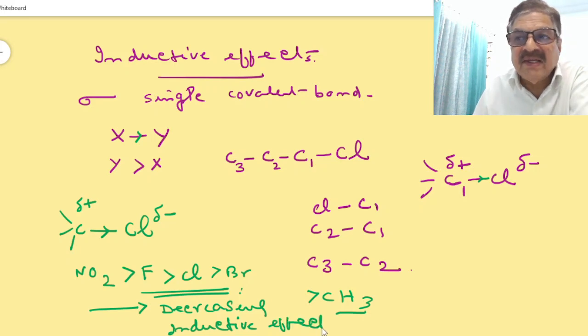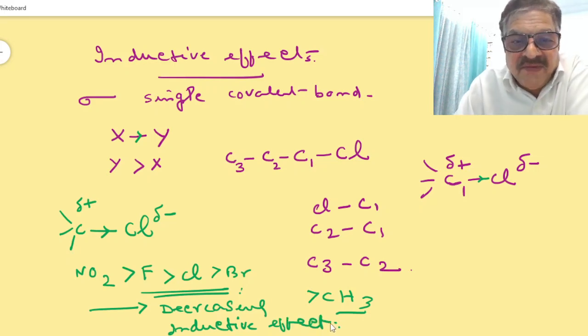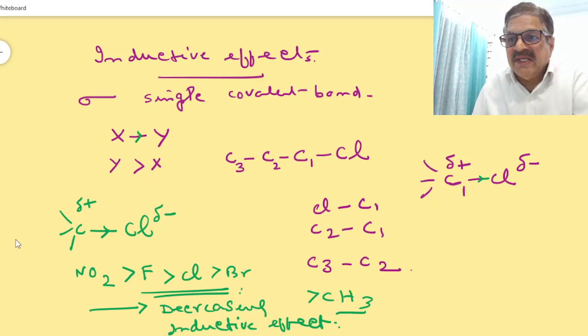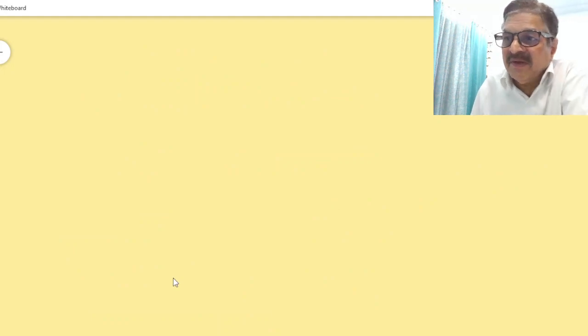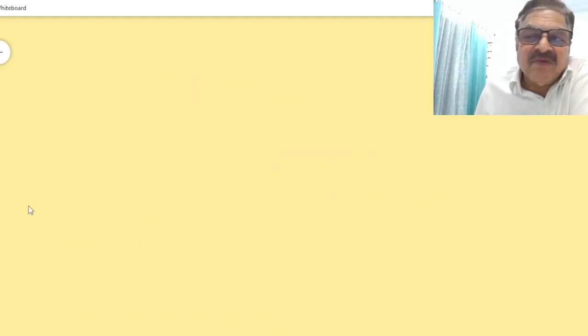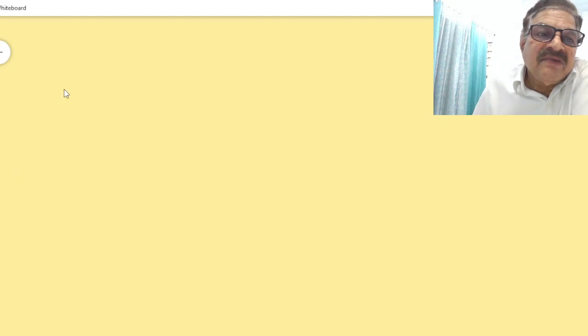Okay, decreasing inductive effect here. Now how will you measure this inductive effect? Briefly, I will tell you how to measure the relative inductive effect. Suppose we have a compound here. Hydrogen we are using as a reference, a standard here.